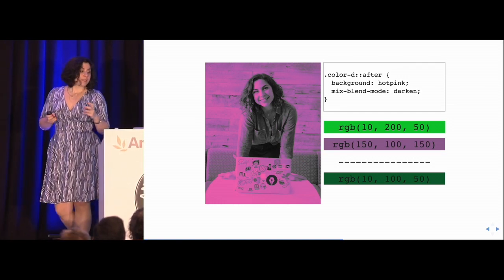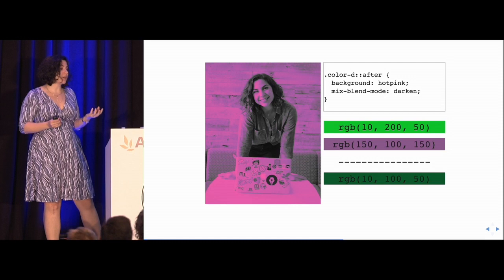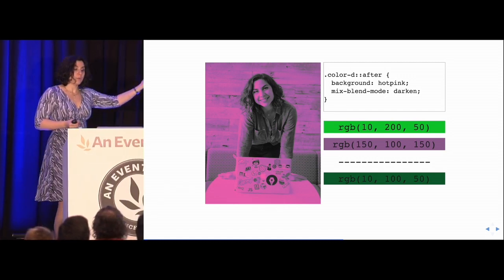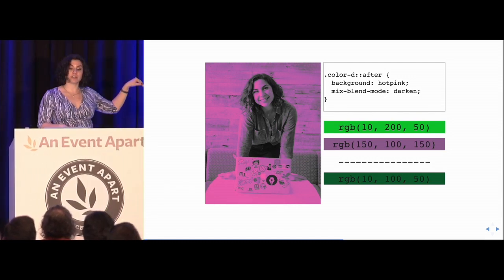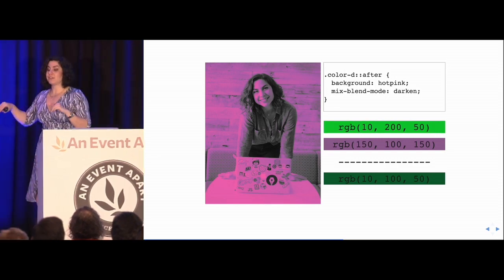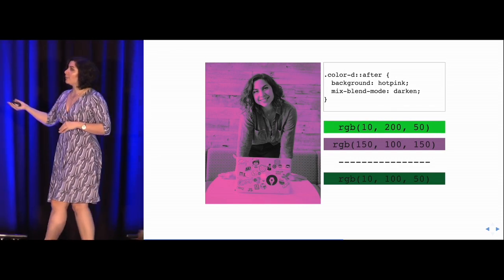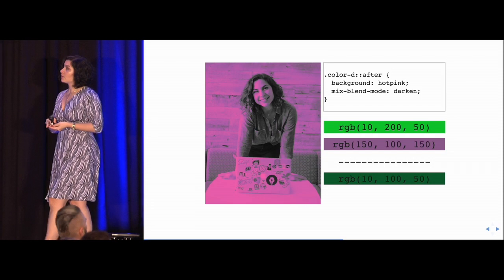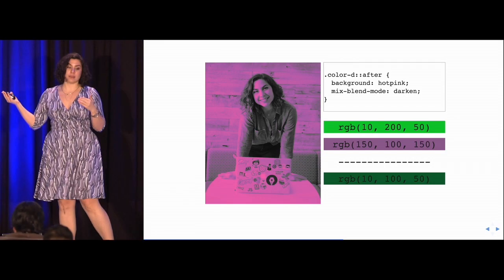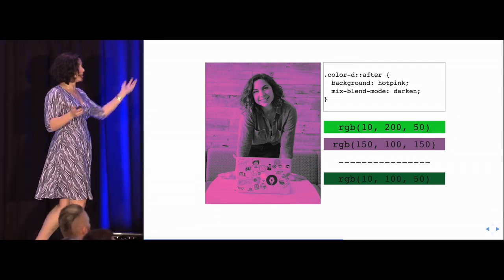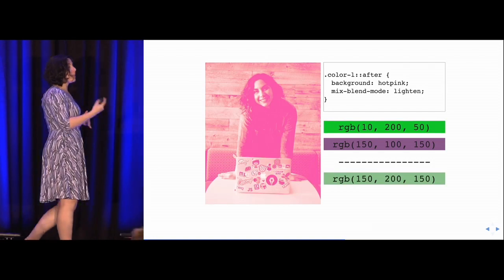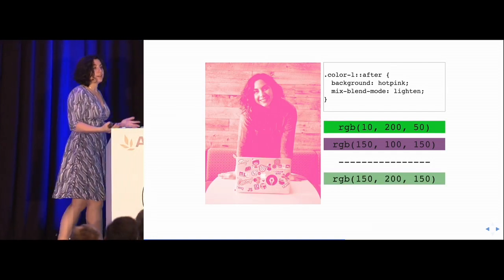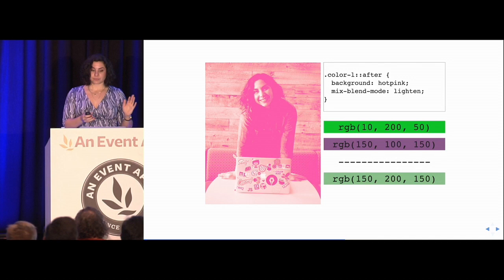we're going to be looking for the darker value of that. So if black is 000, what's darker, 10 or 150? It's 10. What's darker, 200 or 100? It's 100. What's darker, 50 or 150? It's 50. So we create this new color value based on those color tones in those two colors. That's just an example. And then with lighten, we're looking for the opposite of that. We're looking at the lighter color of those two when you're comparing them.